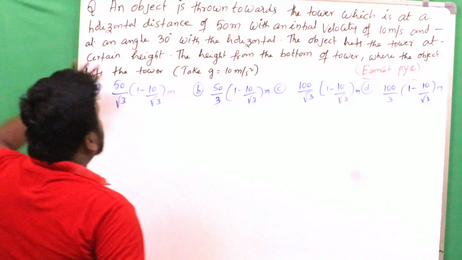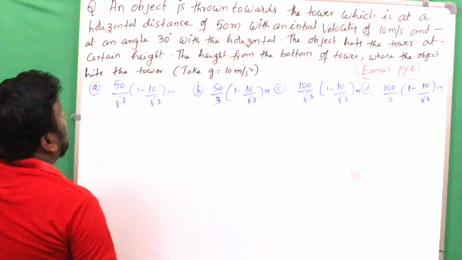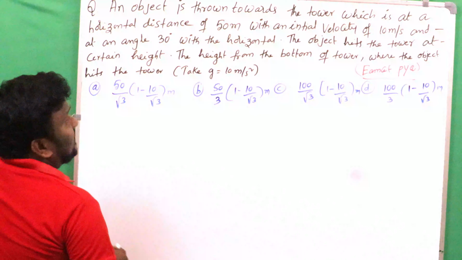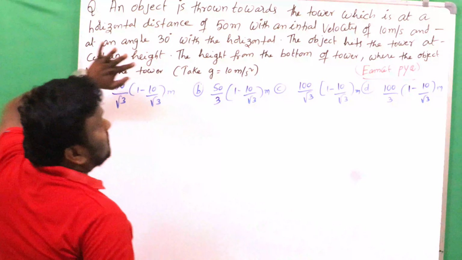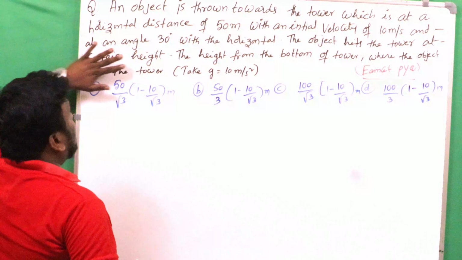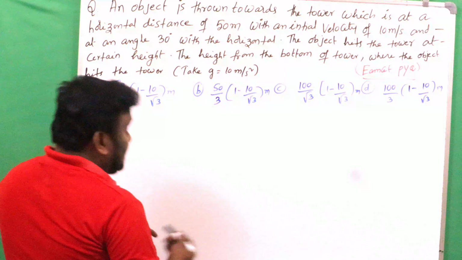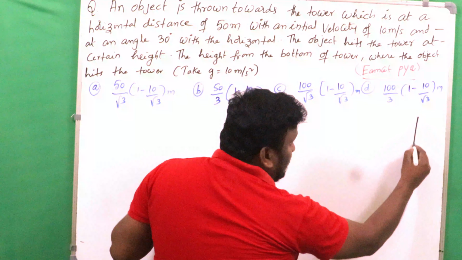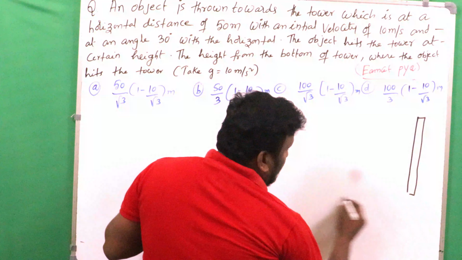This is the problem. See once again, an object is thrown towards the tower which is at a horizontal distance of 50 meters, at an angle 30 degrees with the horizontal. The object hits the tower at a certain height, the height from the bottom of the tower. So here there is one tower, and this is the ground.